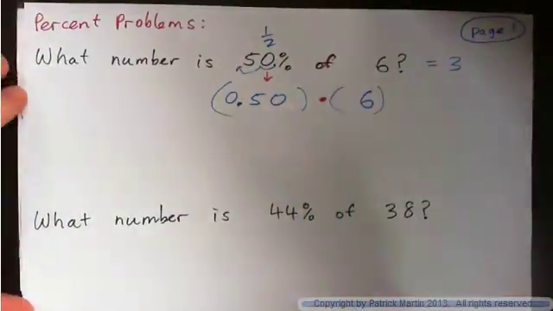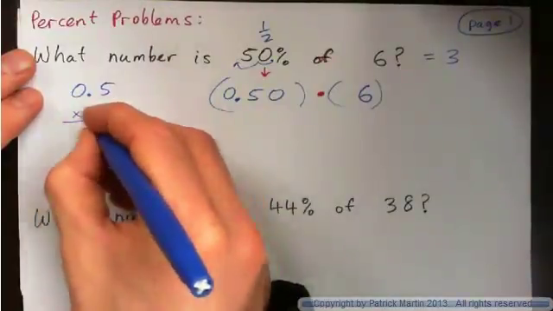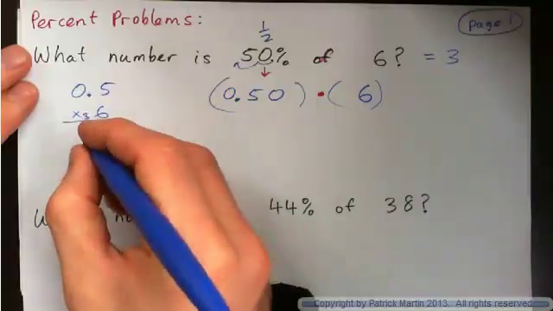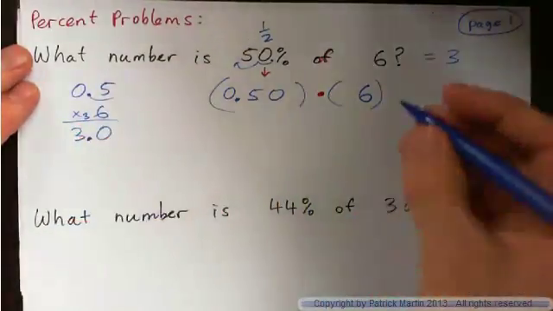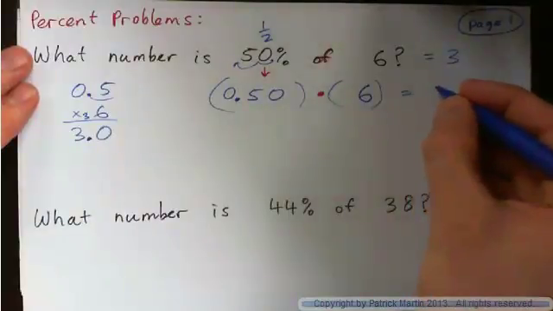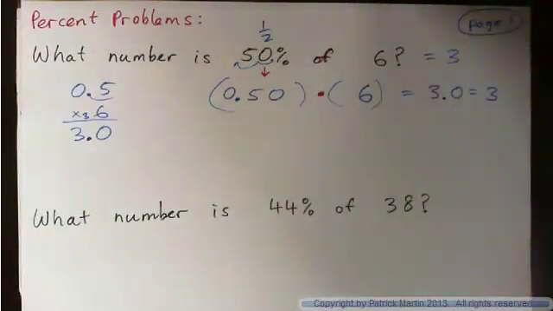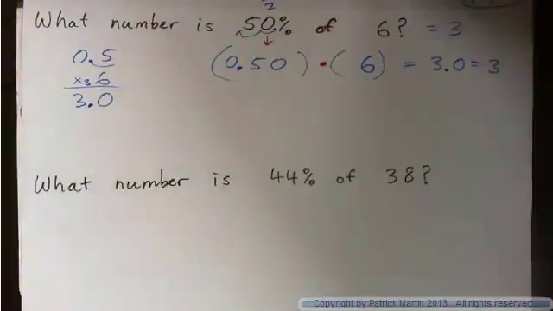0.5 times 6: 6 fives is 30, carry the 3, 6 zeros is 0 and 3 is 3, and 1 decimal point in the problem, so 3.0. So 0.5 times 6 gives 3.0 or 3, right? So that's the strategy: turn the percentage into a decimal and multiply.